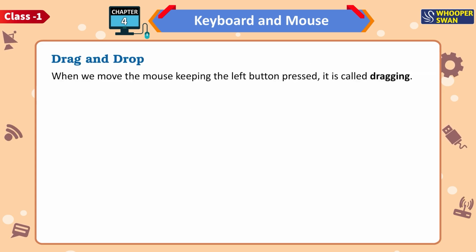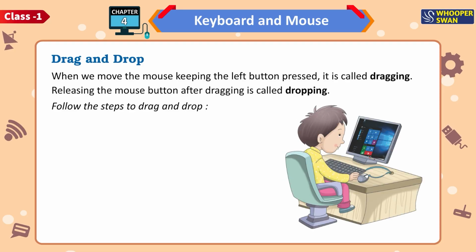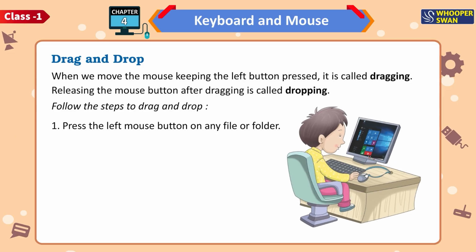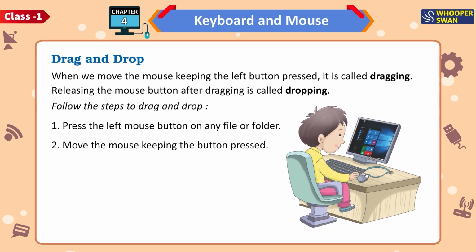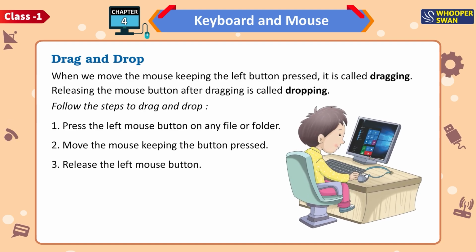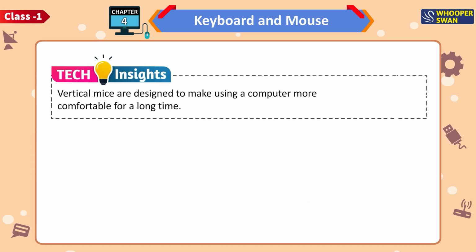Drag and drop. When we move the mouse keeping the left button pressed, it is called dragging. Releasing the mouse button after dragging is called dropping. Follow the steps to drag and drop. Step 1. Press the left mouse button on any file or folder. Step 2. Move the mouse keeping the button pressed. Step 3. Release the left mouse button. Tech Insights. Vertical mice are designed to make using a computer more comfortable for a long time.